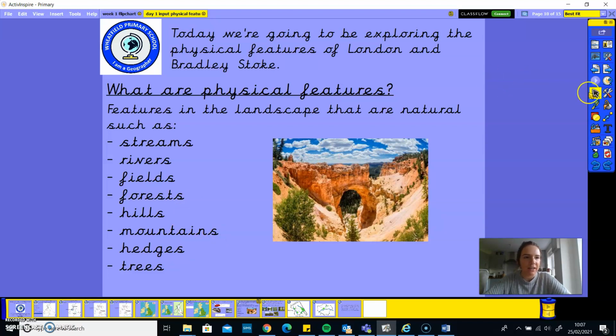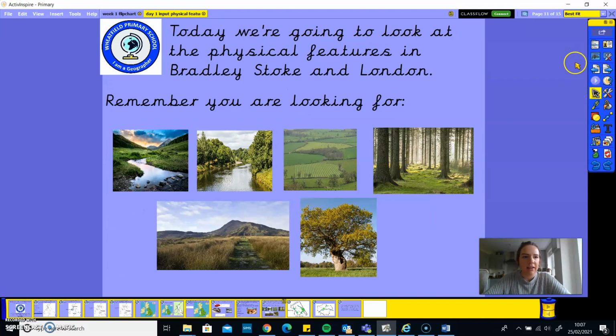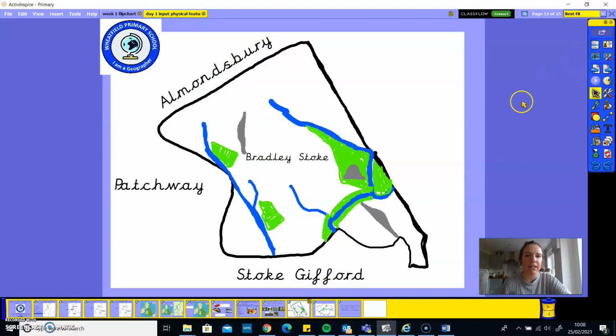So what I have done is I have drawn around the outline of the maps of each place, and I have marked on some of the main physical features. So we're going to have a look first at the map of Bradley Stoke. Remember, we are looking for streams and rivers, fields, trees, hills, and things like that. So here is a physical features map of Bradley Stoke. So this bit in the middle is Bradley Stoke, then we've got Almondsbury over here, Patchway, and Stoke Gifford.